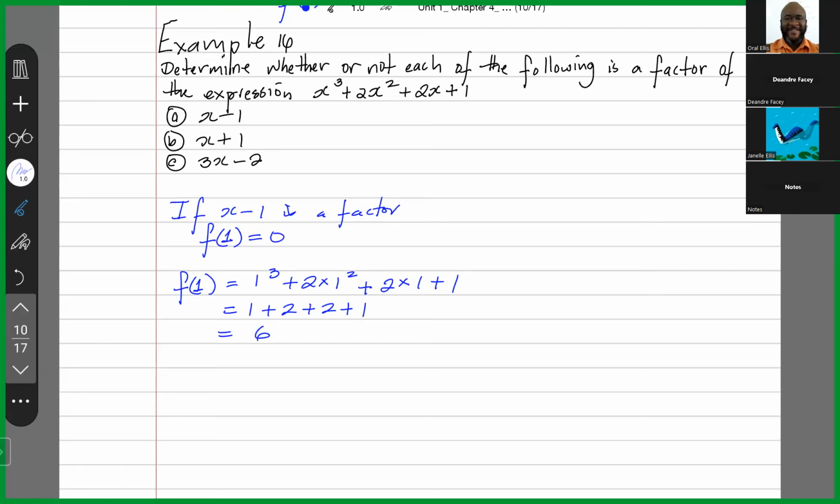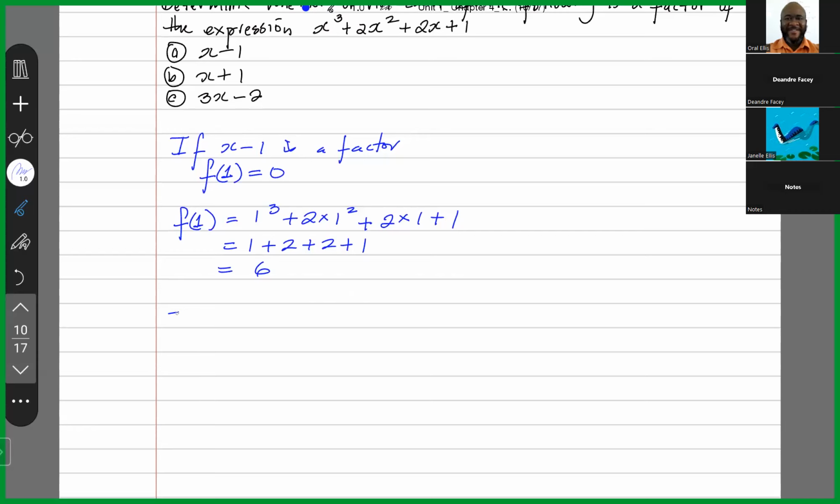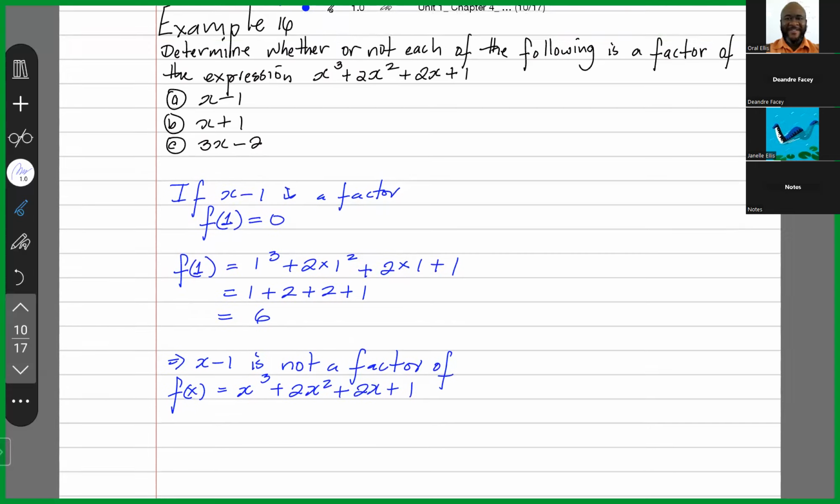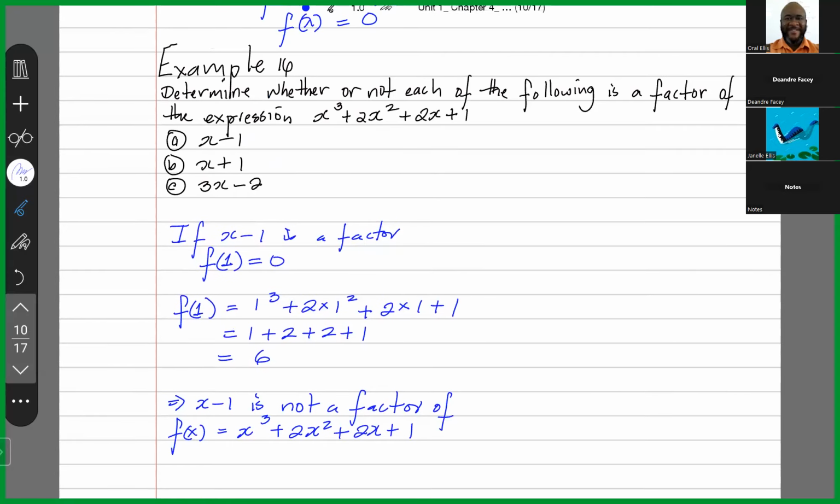Because f of 1 is equal to 6 and not 0, and remember, if x minus 1 is a factor of f of x, f of 1 would be equal to 0. But when we did our actual calculation of f of 1, we got 6. So therefore, x minus 1 is not a factor of f of x, which is equal to x cubed plus 2x squared plus 2x plus 1.